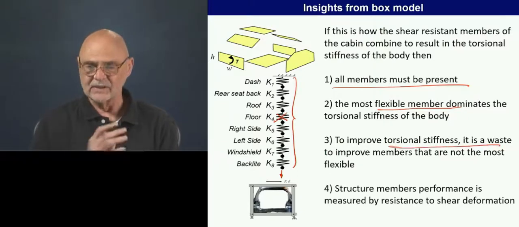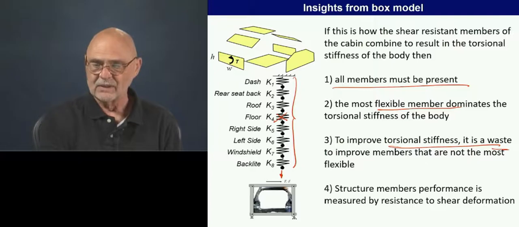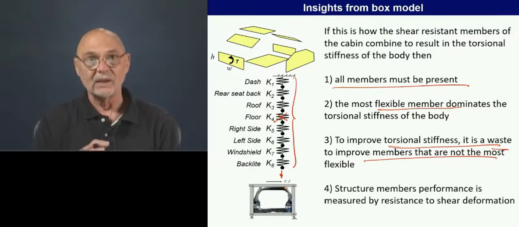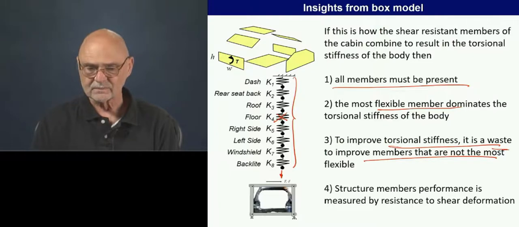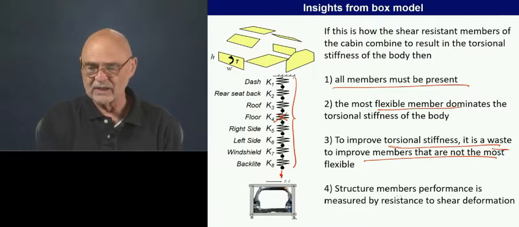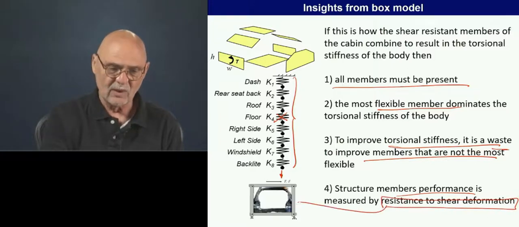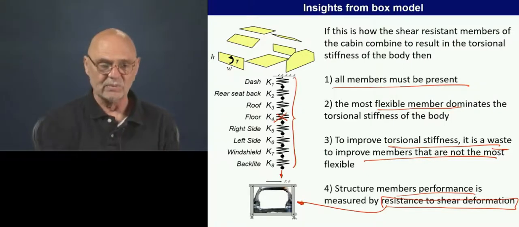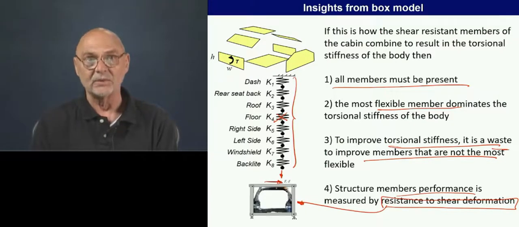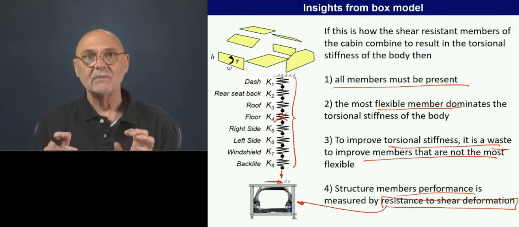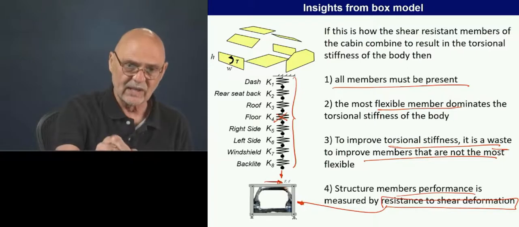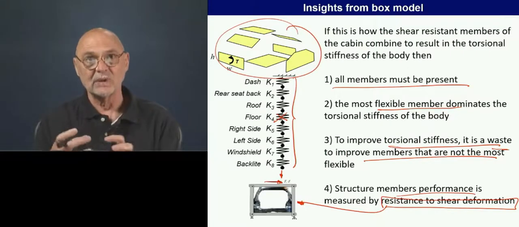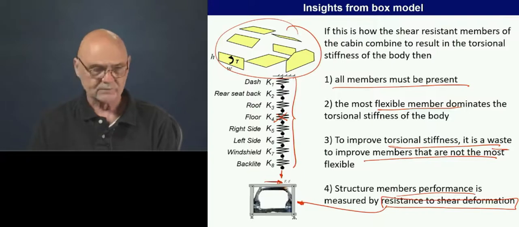So that goes to the third point: it's a waste of time to try to improve all the members. We really want to get to the one that's the most flexible. The structure's members' performance is measured by their resistance to shear deformation. So we want to imagine it in this picture frame, and how stiff it would be as we apply this sideways load. Now, this was relating to shear resistant monocoque type structures, where the enclosed cabin is what's really resisting the forces.